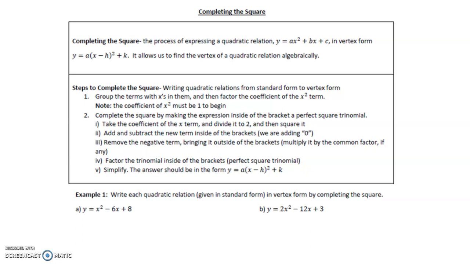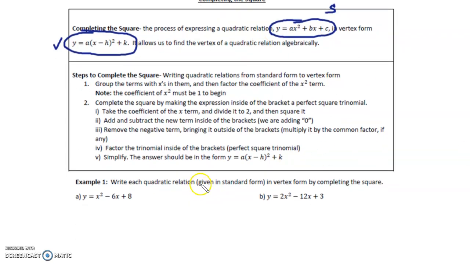Okay, so completing the square is the process of expressing a quadratic relation, changing it from standard form into vertex form. Okay, so standard form, vertex form. And these two forms will be algebraically equivalent. They're just going to look a little bit differently. Okay, so for the first example, I'm going to go through all the steps one by one, and then I'm going to just reference them after.